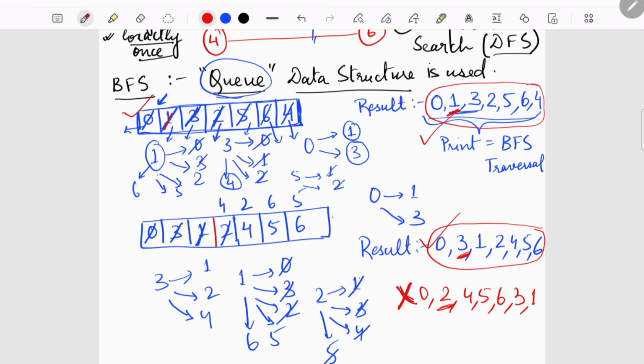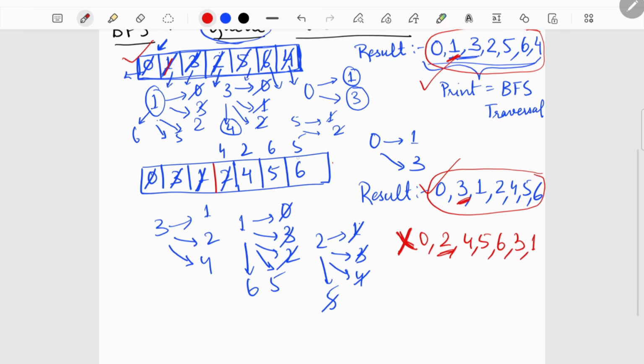So these two are valid. Here I told you we could have changed the order. You can get multiple BFS traversals, but you have to understand that any order cannot be the correct order, though there can be multiple BFS traversals. In the next video, I am going to tell you about the DFS traversal technique. Thank you.